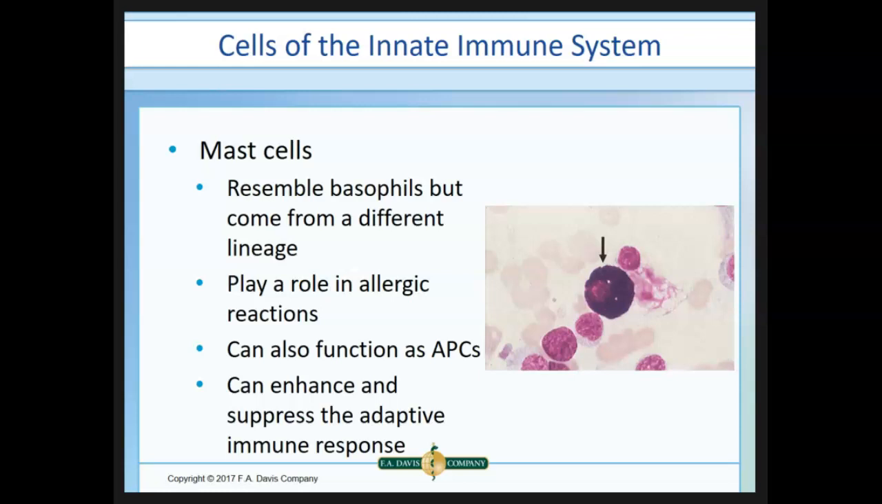Mast cells resemble basophils, but they come from a different lineage, and we're going to talk about the family tree of red cells and white cells. We're going to talk about how they develop beginning from a stem cell, but not today. But that's just one of the things that you can look forward to learning. Mast cells play a role in allergic reactions. They can also function as antigen-presenting cells. They can also enhance and suppress the adaptive immune response, and they have dark blue-black granules all over the cytoplasm.